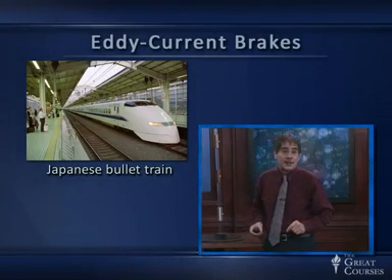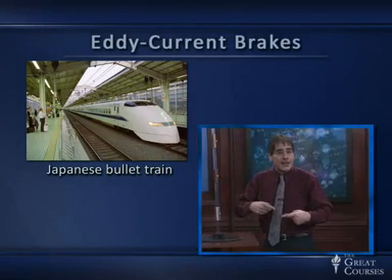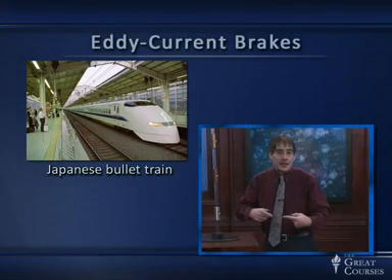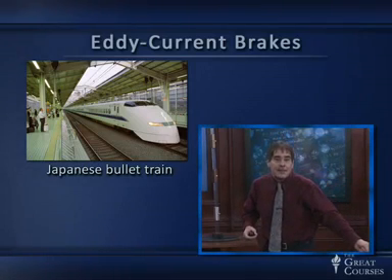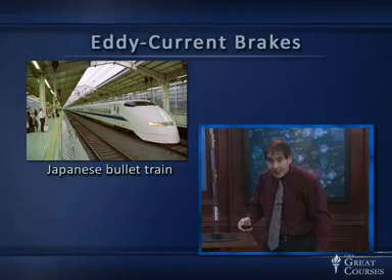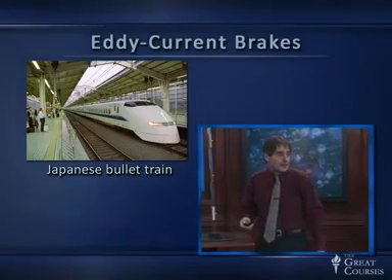Japanese bullet trains were using that technology until 2007, when they got smarter and used another electromagnetic technology. They used that kinetic energy to turn electric generators and put the energy back in a battery instead of dissipating it as heat. So there's an example of eddy currents.